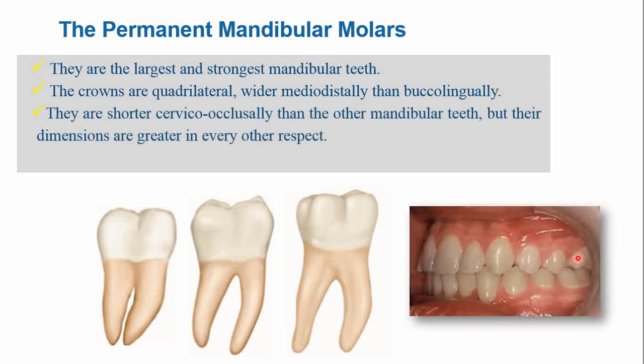Also, just like all of the posterior teeth, they are shorter cervico-occlusally compared with the teeth anterior to them. However, their dimensions are greater in all other aspects, especially the mesiodistal dimension and the buccolingual dimension.